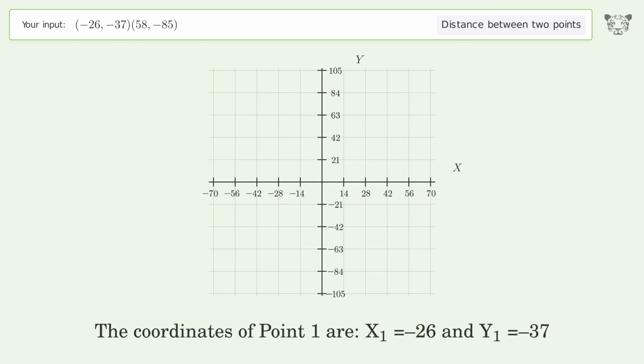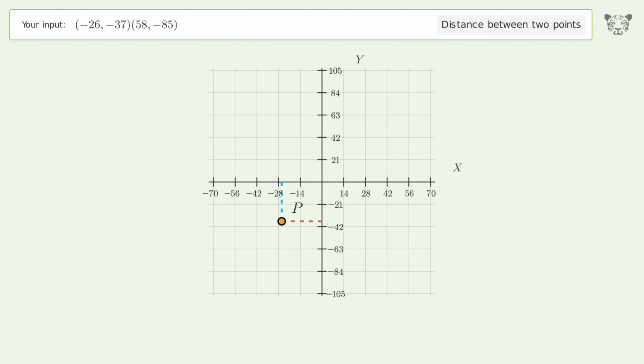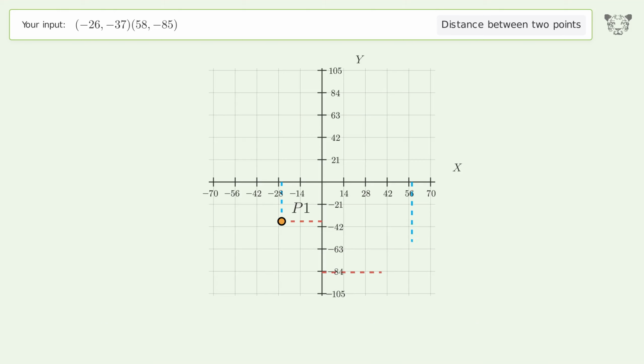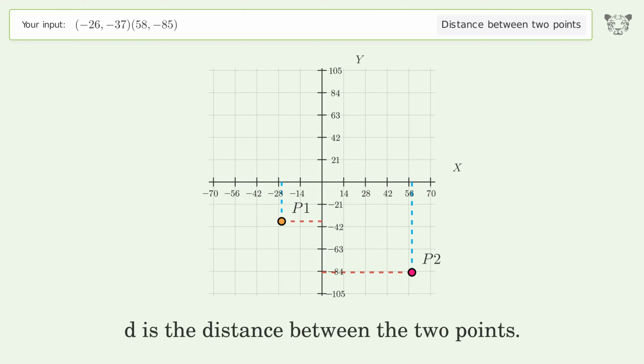The coordinates of point 1 are x1 equals -26 and y1 equals -37. The coordinates of point 2 are x2 equals 58 and y2 equals -85. D is the distance between the 2 points.